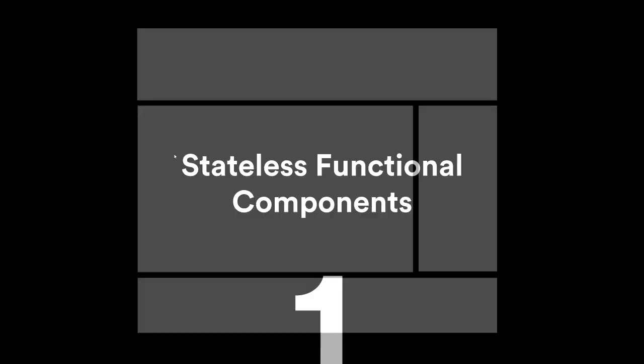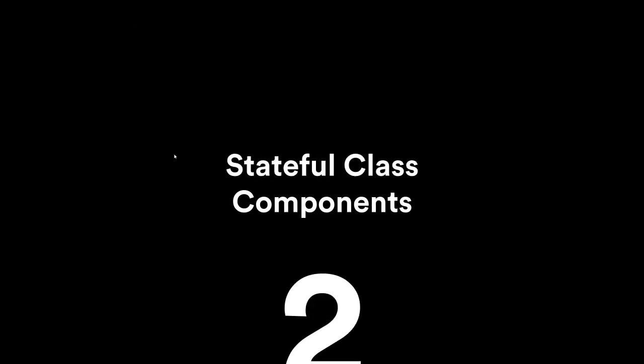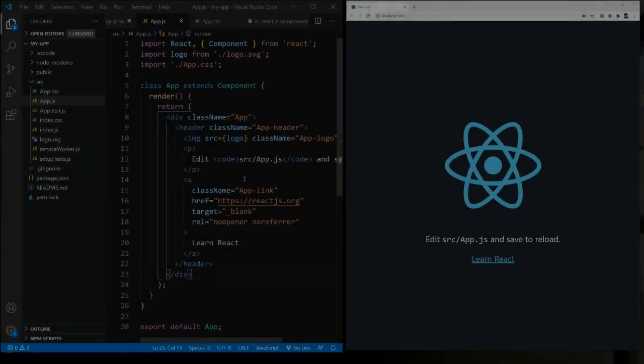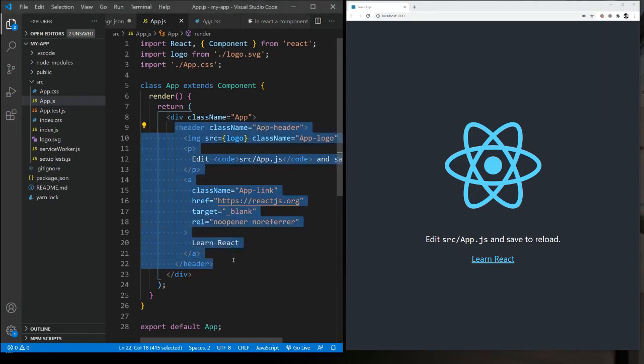In React, there are basically two types of components, one being the stateless functional components and the other being the stateful class components. So how does it all work? For both the types, let's look at some coding examples, which will give you far more clarity rather than just describing them.